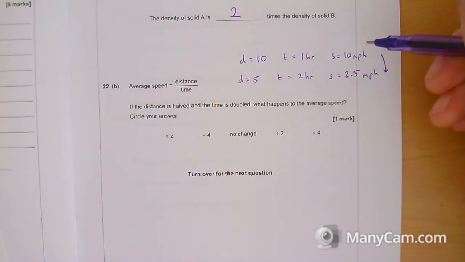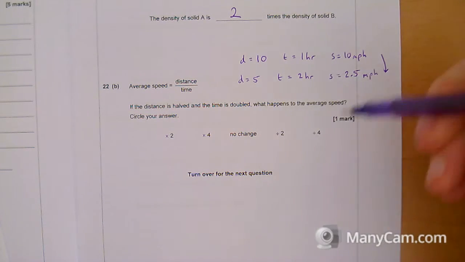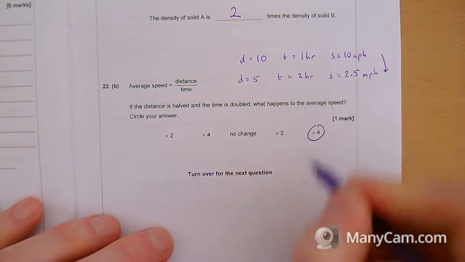Look what happens to the speed there: to get from 10 to 2.5, I need to divide it by 4, so the average speed is divided by 4.